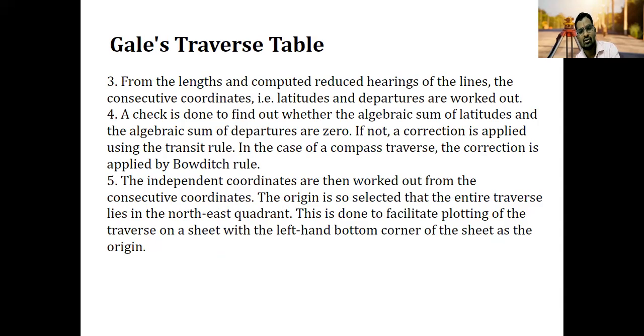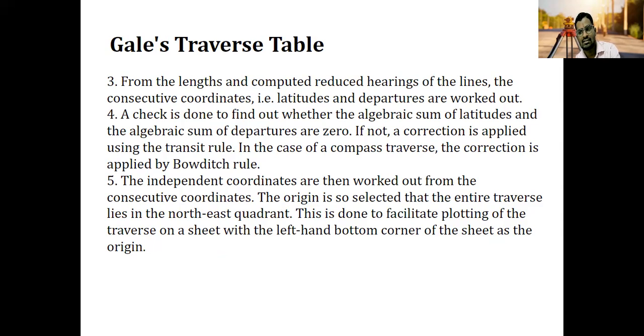are worked out. Okay. The check is done to find out whether the algebraic sum of all the latitudes and algebraic sum of all the departures is 0. Okay. As we know in a survey, always algebraic sum of all the latitudes and algebraic sum of all the departures is always 0. Okay. If it is not, then correction is applied using the transit rule, and in case of compass traverse the correction is applied by the Bowditch rule.